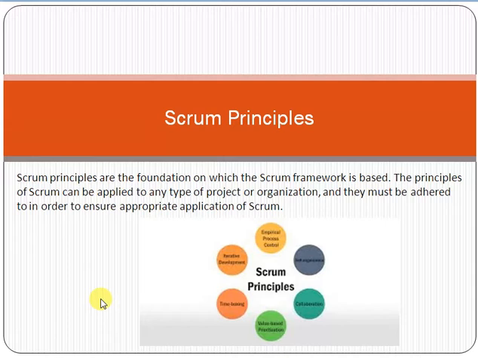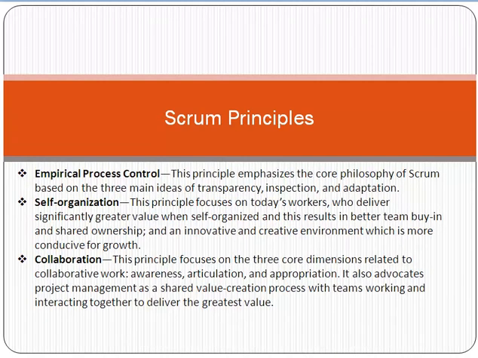The main principles are, first of all, empirical process control. This principle emphasizes the core philosophy of Scrum based on the three main ideas of transparency, inspection, and adaptation. Friend, the main building of Scrum is based on three principles: transparency, inspection, and adaptation.